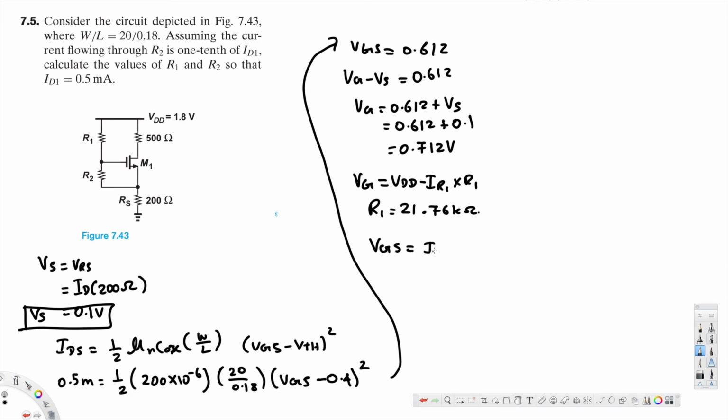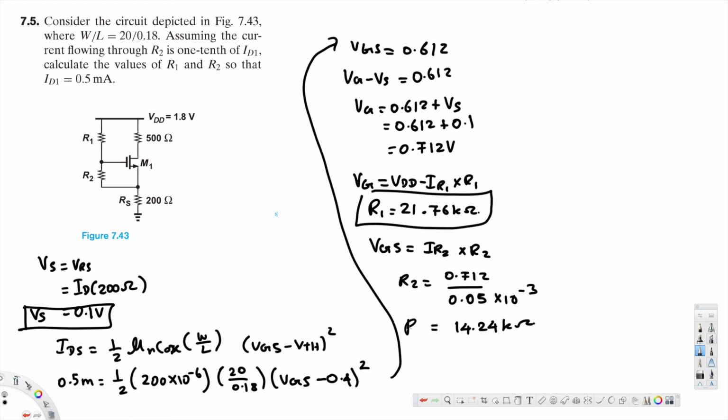And to find out R2, we can use this equation. VGS is equal to IR2 times R2. And here if you solve for R2, you will get VGS, which is 0.712, divided by IR2, that is 0.05 times 10 to the power of 3. Alexa, what is 0.712 divided by 0.05? 0.712 divided by 0.05 is 14.24. Okay, so this one is equal to 14.24 kilo ohm. This is our R1 and this one is R2.